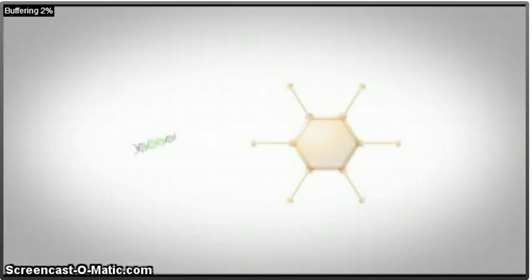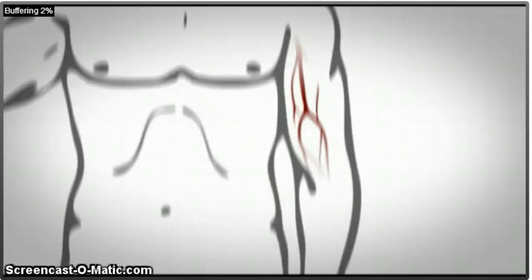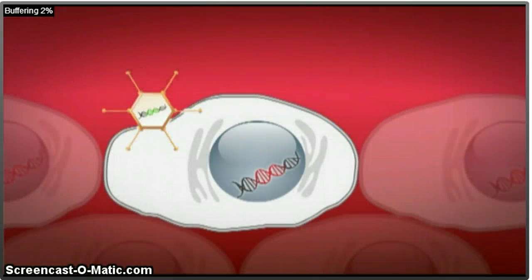In vivo gene therapy is based on the introduction of a therapeutic gene into a vector which is then administered directly to the patient. This vector will transfer the gene of interest in the target tissue to produce the therapeutic protein.